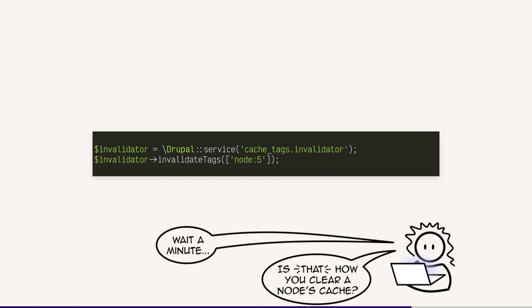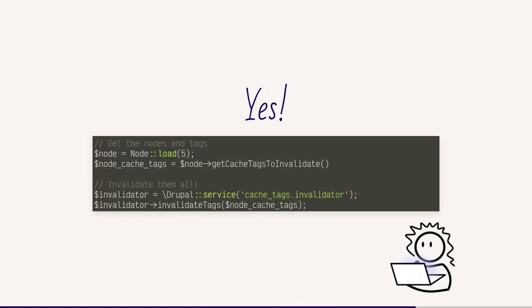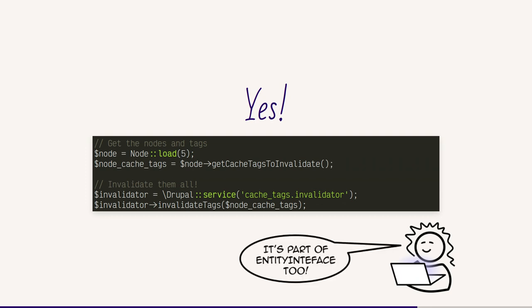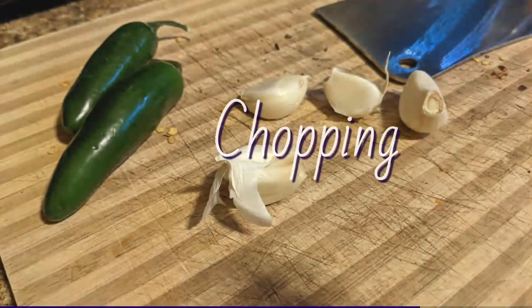Actually, yes, this is actually how you clear a node's cache. If you want to clear a node's cache, you use the cache tag invalidator. So this is what you actually do. So you get your node, and there's actually a method on that node called get cache tags to invalidate. Nice, short, tidy name. And this will get you an array of all the cache tags that that node has, and you can pass that to the cache invalidator's invalidate tags parameter. And even better, this is part of entity interface, so it works on all your custom entities as well.